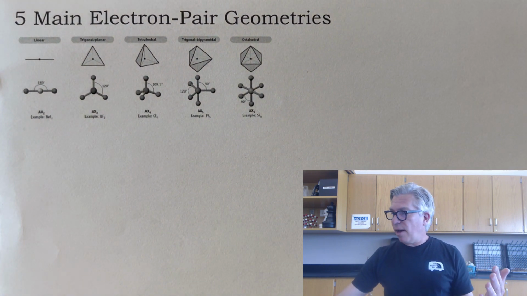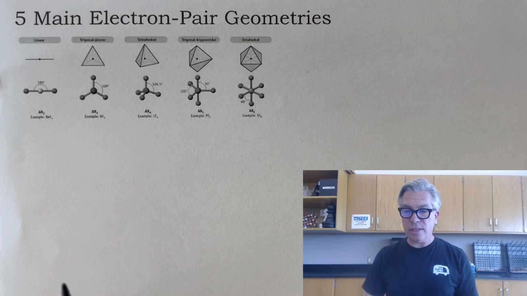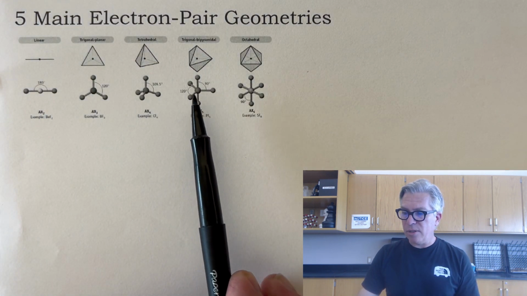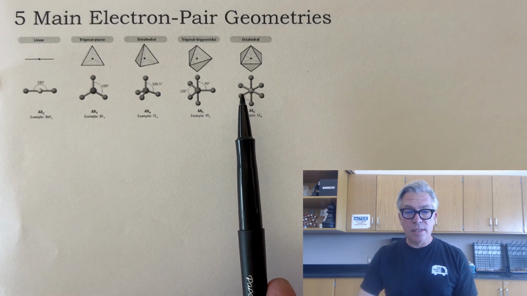I will tell you that there are 5 main electron pair geometries. You can fit 2 pairs around a central atom, 3 pairs, 4 pairs, 5 pairs, and 6 pairs around a central atom to get these geometries.